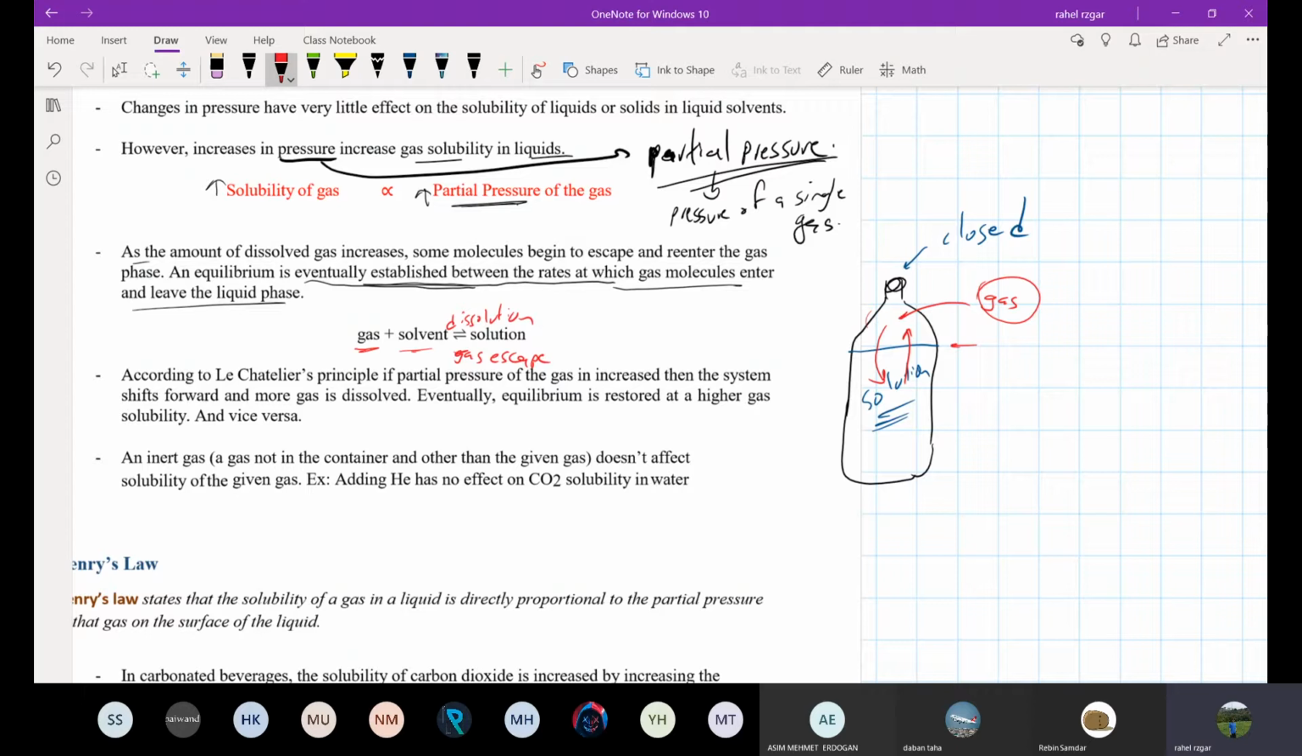But what has happened? Now there is less gas inside the solution. Essentially, gas can escape the solution. The next time you open the bottle and drink the soda or the Coca-Cola, it doesn't taste the same as it was before.